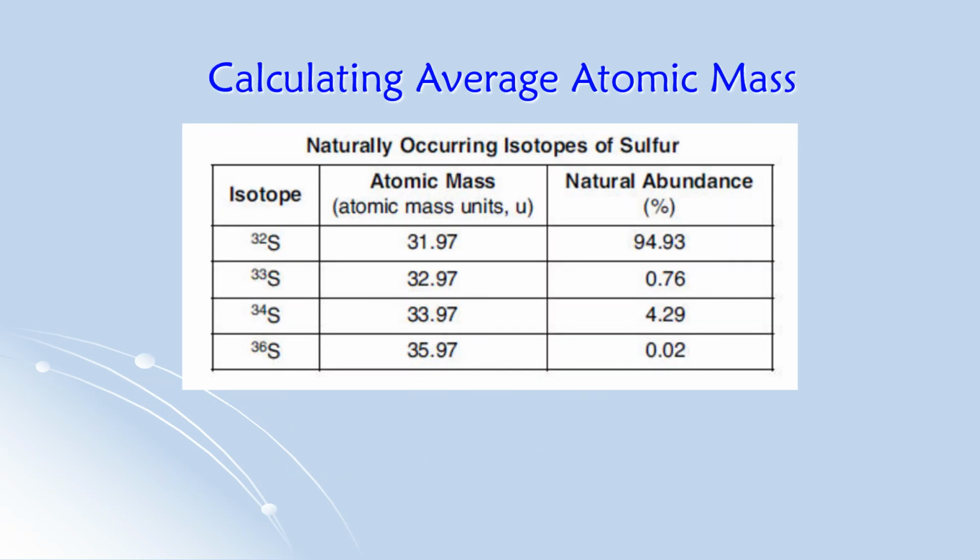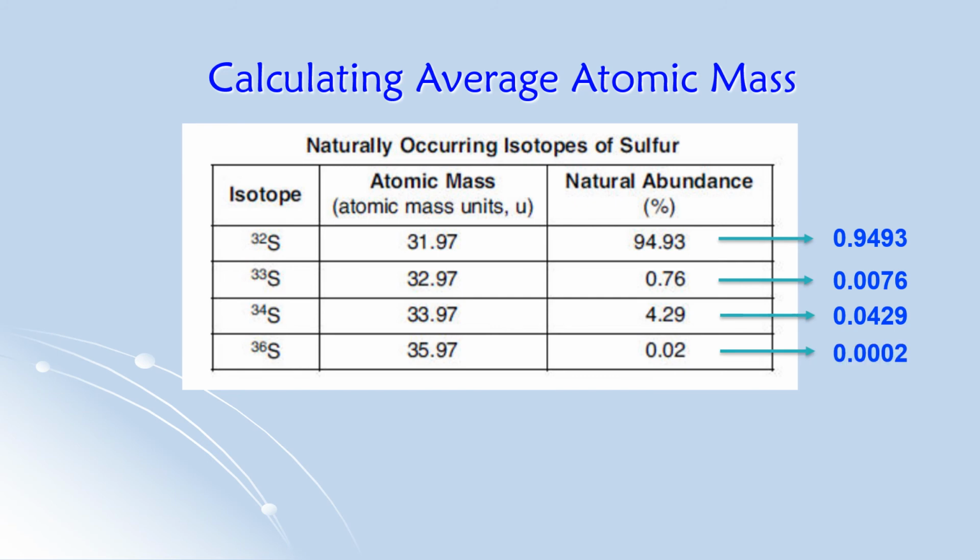So let's try that with this example for sulfur, where we have 4 different isotopes for sulfur. The first one is sulfur 32. Remember, our first step would be to convert the percent abundance into a regular decimal number, get rid of the percentage. So when I do this for sulfur 32, we get 0.9493. Do the same thing with the second one. So remember, it's just divide that by 100 or move the decimal 2 times to the left. We get 0.0076. Same thing for the next one, we get 0.0429. And same thing for the next one, we get 0.0002.